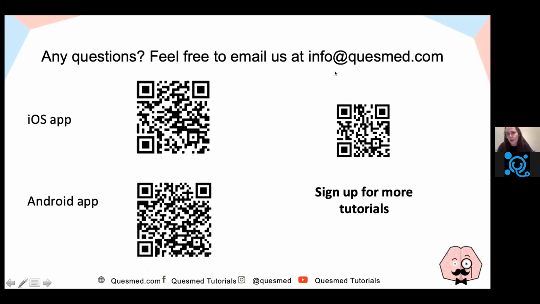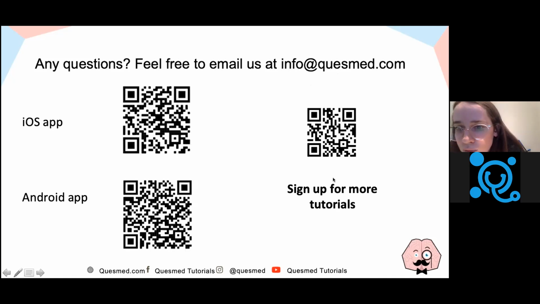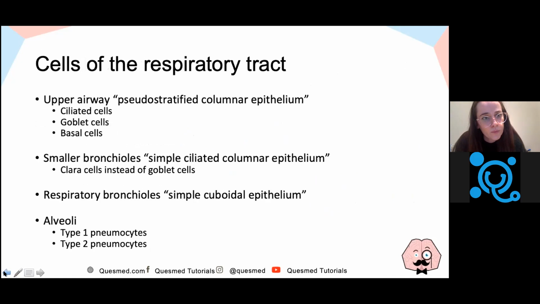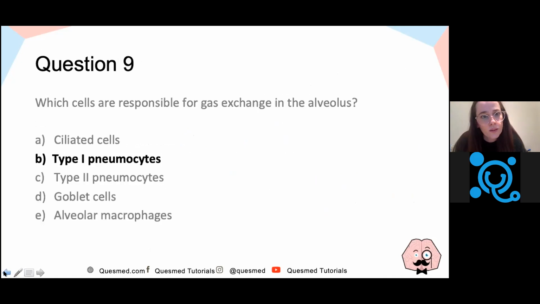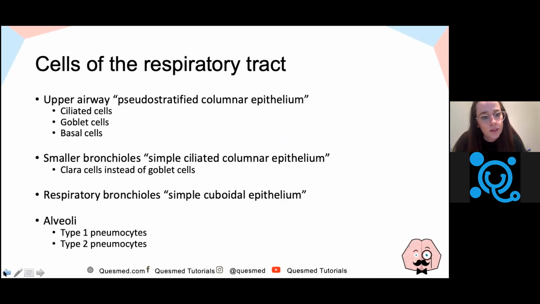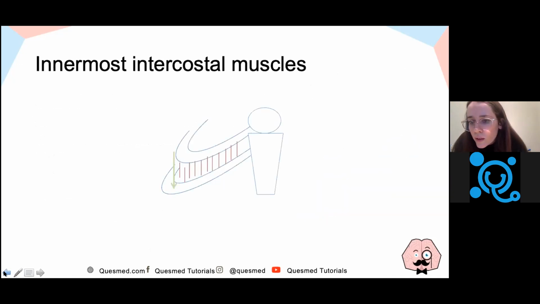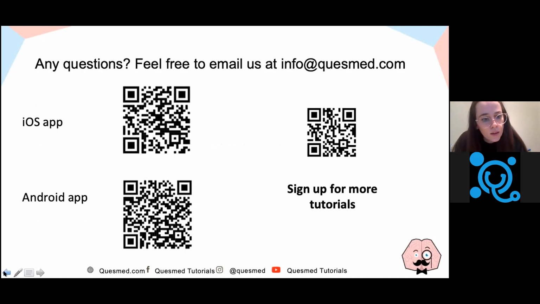Does anyone have any last burning questions? I didn't manage to get down question 5. Would it be possible to go back to that slide? Certainly. Probably a faster way of doing this, but what have I done?